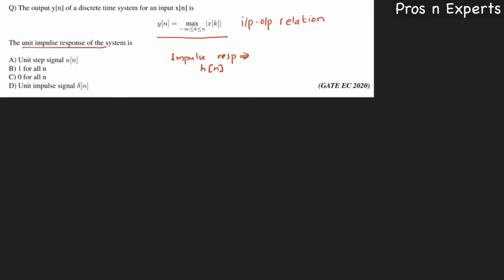It is given by the output of a system for input del of n. So we are giving del of n, the impulse, as the input, and whatever the output is, we name it the impulse response, h of n. So we have to find out the impulse response of this system. How will you find it out? We can call it h of n.